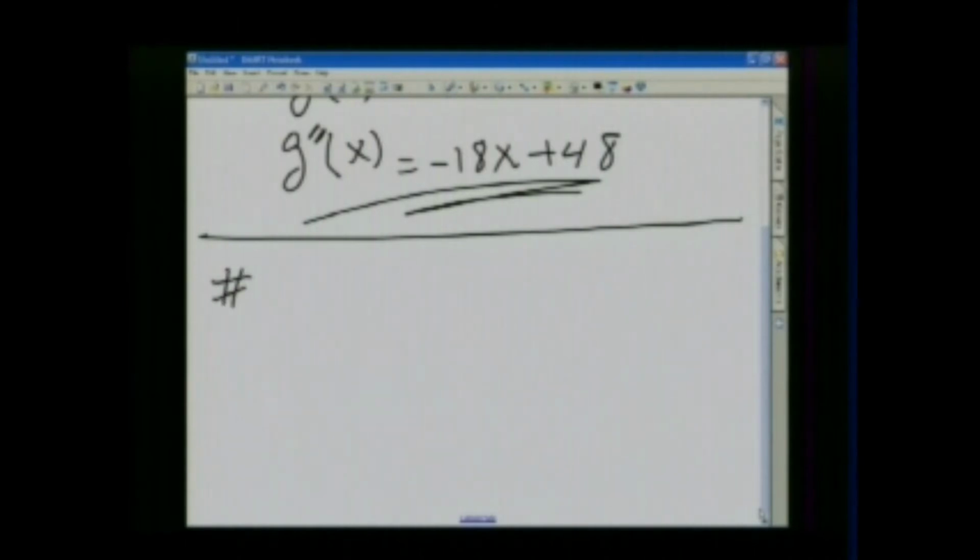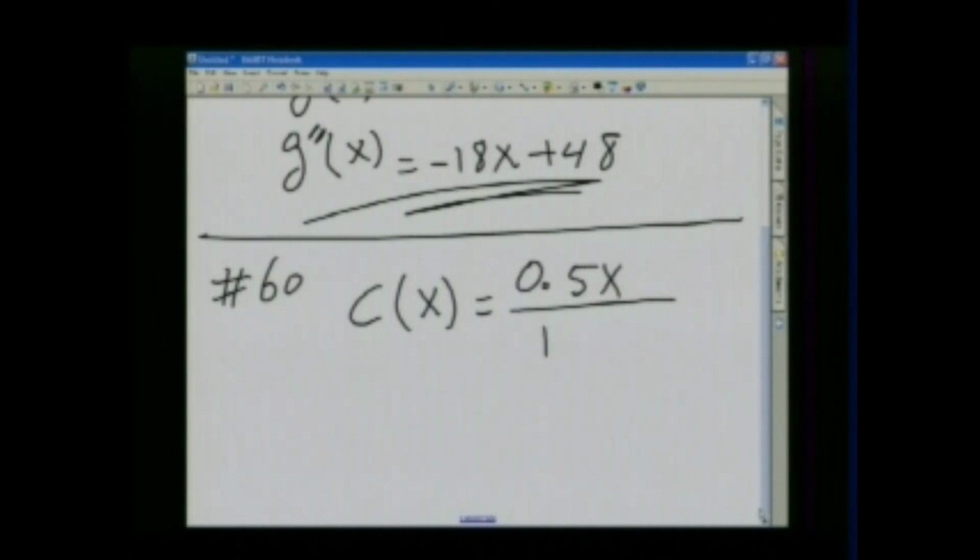Again, this is number 60, same section 9.5. The cost of removing toxic waste in this place, C of x, is equal to 0.5x divided by 100 minus x. Find C prime of 80, C prime of 90, C prime of 95, and C prime of 99. What does the result tell you about removing all the pollutants?